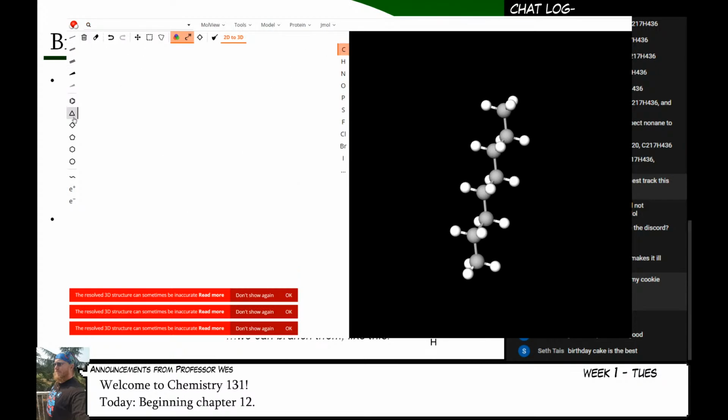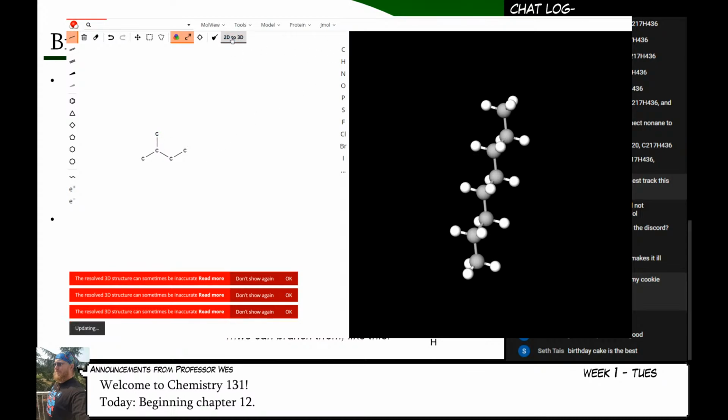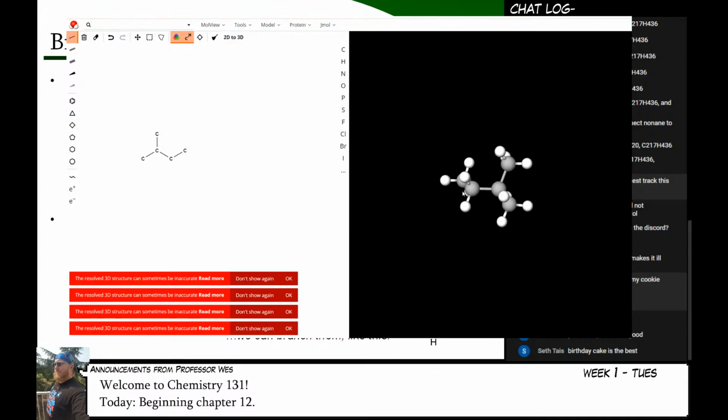If you just click on carbon and then you click this guy, you could just go 1, 2, 3, 4. Well, I only want 4 total. And then I'll just put 1 here. And then I will hit 2D to 3D, and it'll fill in the rest of them with H's for me. So there it is. That takes way less time.